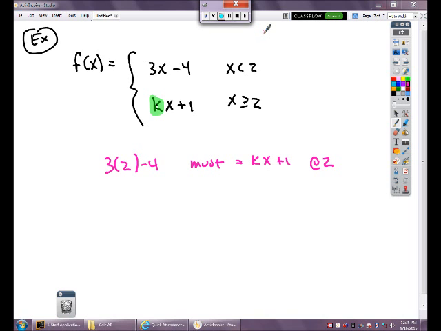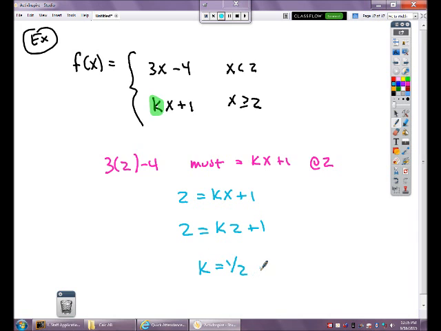The point of discontinuity would occur where the changeover in the domain is, at 2. So I'm going to evaluate the first function at 2, 3 times 2 minus 4, and at the same time that's going to have to equal the other function, kx plus 1, at the value of 2. So I'll set 2k plus 1 equal to 2 and just solve for k, plugging in a 2 again for the x. Subtract 1, divide by 2, and the k value would have to be 1/2.